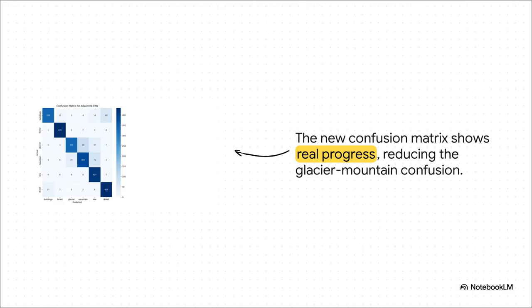And what was the result? We jumped up to 88% accuracy. And even more importantly, if you look at the new confusion matrix, you can see we were making real progress on that core glacier mountain problem. That smarter training was definitely paying off.